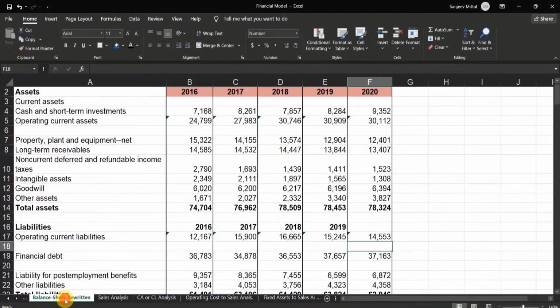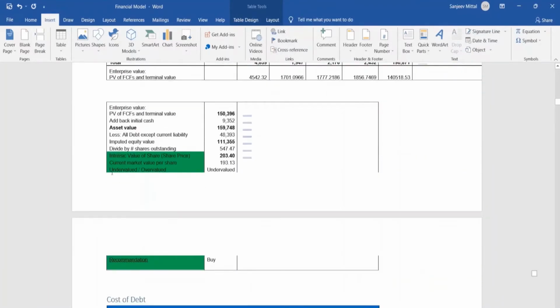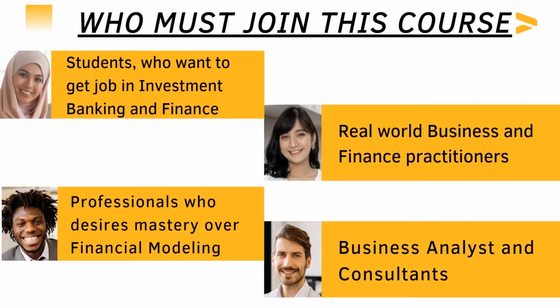And once we have done our workings, we will get our financial modeling report, and this report shall be submitted to your client if needed. If you are a student who wants to get a job in investment banking, if you are a real world business or finance practitioner, if you are a professional who desires mastery over financial modeling, or you are a business analyst or consultant, then definitely you can join this course.